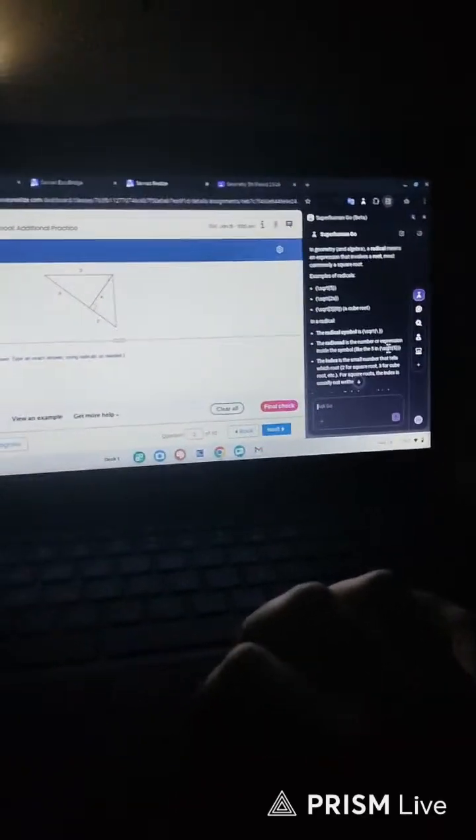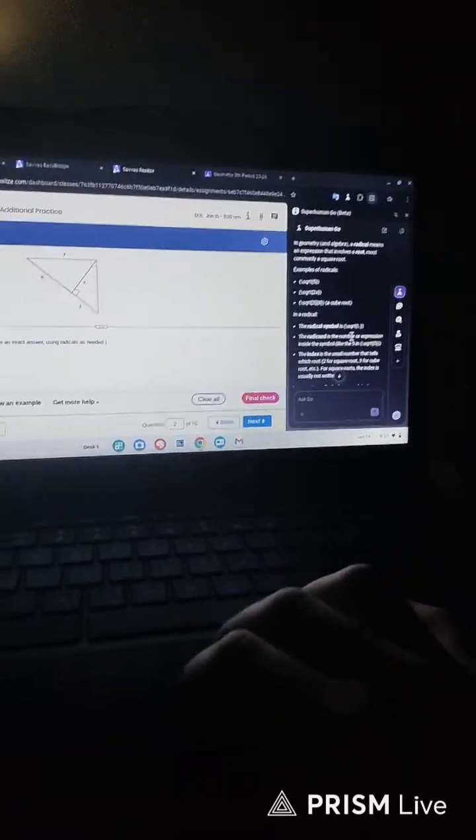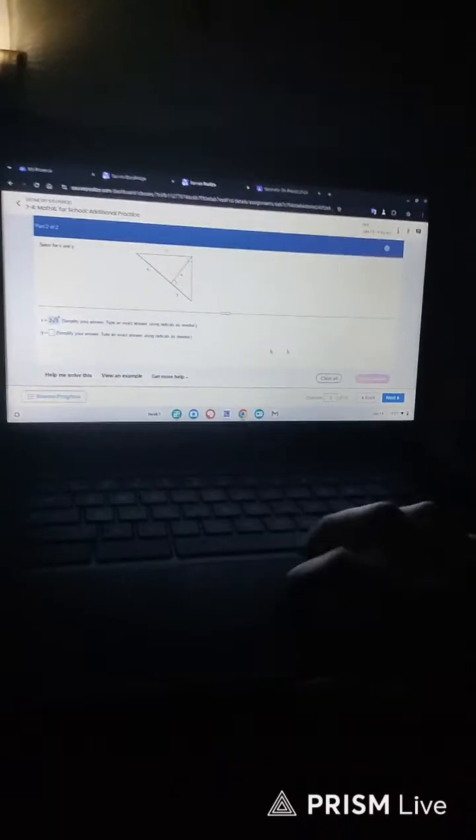Okay, so its radical symbol is square root. The radicand is the number expression inside the symbol. The index is a small number that tells which root. 2 for square root, 3 for cube root. For square root, the index is usually, yeah, it means just square root. So I'm guessing just square root of 12. Okay. I don't know. Wait, I didn't even solve for that.